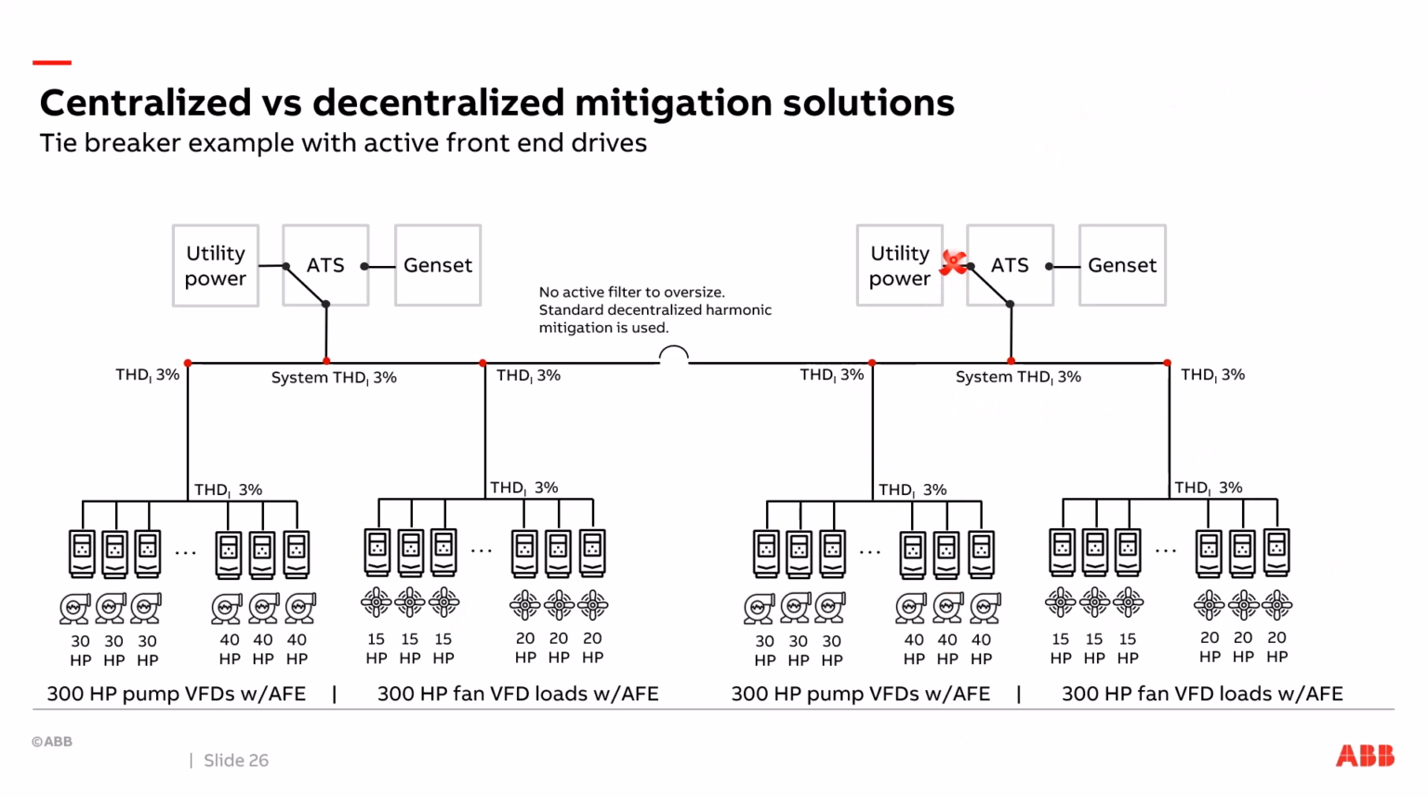Now let's say I lose my utility power over here, lightning strike, whatever it is, and the tiebreaker is closed. Now this transformer here is feeding everything until they can get this guy up and running. But you notice because I have low harmonics right from the get-go with my decentralized solution, everything's nice and low at 3% current distortion, because that's what the drives are generating in the first place. There's no need to worry about having third-party devices oversized to handle this situation.